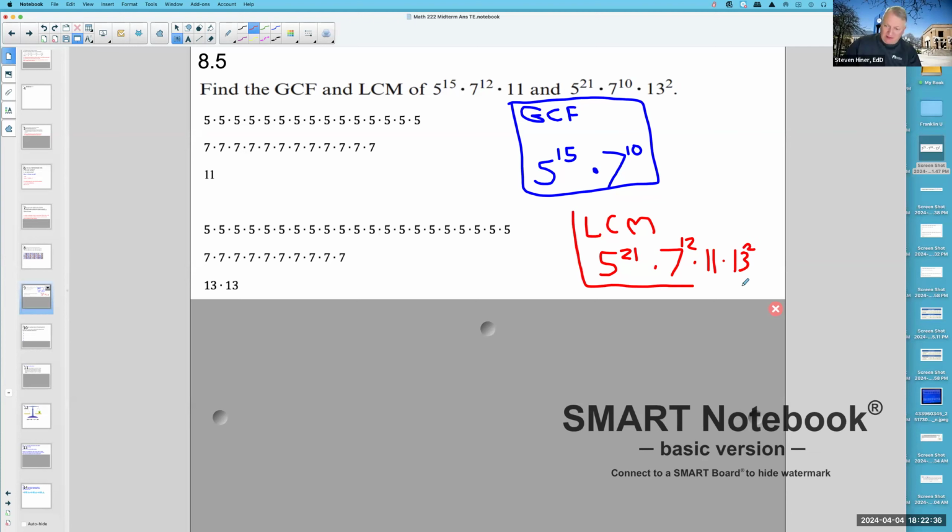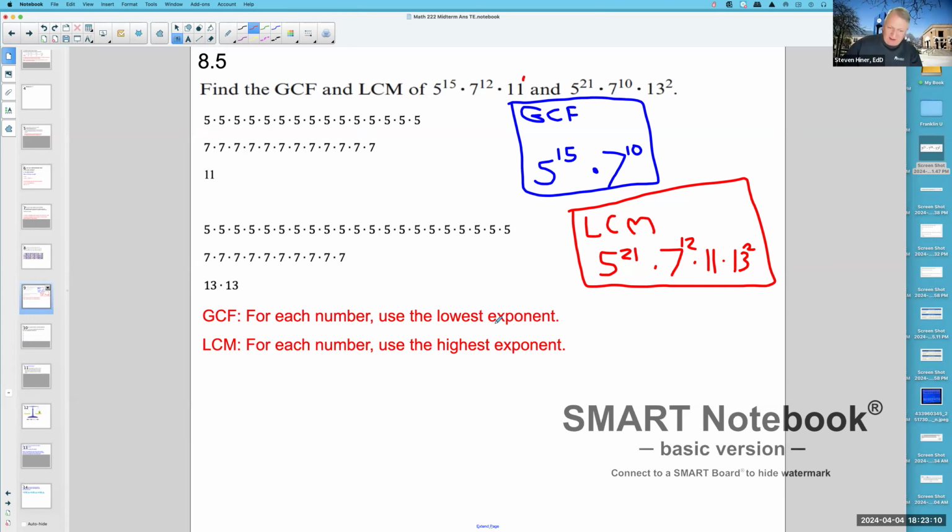So the LCM is all of this multiplied together. My biggest exponent on each term. Technically, this 11 is to the first power. So it still meets that same rule. I have to have at least the 11 and then my 13s. And you could do this by the rule again. You could count all these up and say there's 21, but I think that makes sense after seeing me do it with the GCF, I hope. Are we okay? There we go. And that just kind of sums it up here. For GCF, you use the lower exponents, and for LCM, use the highest ones.